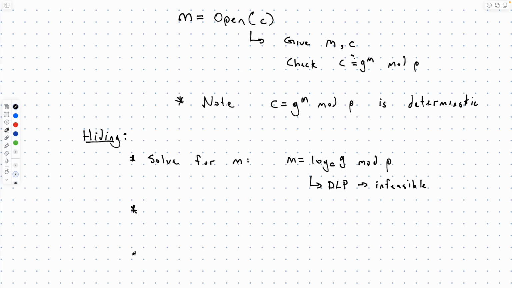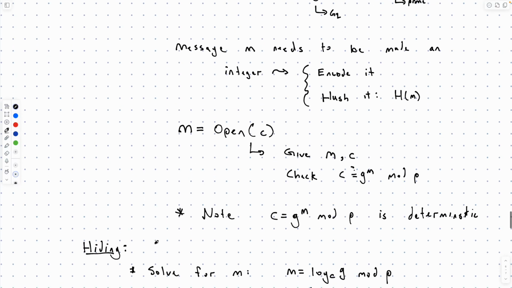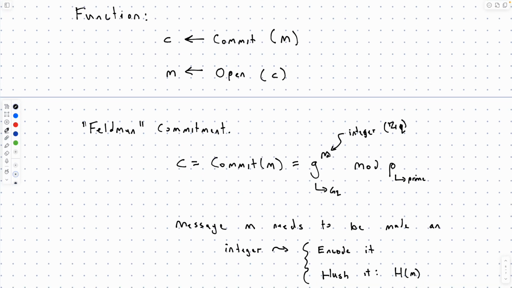I'm going to leave space for one other thing I want to say about hiding, but before I say it, I'm going to go to binding. What can we say about binding? Let's say I commit to the message, whatever rock is. I take the word rock, I hash it, I get some integer, and I compute G to that power mod P. I give you C. Can I open that to a different value M?